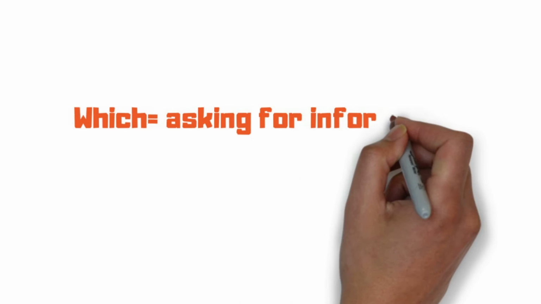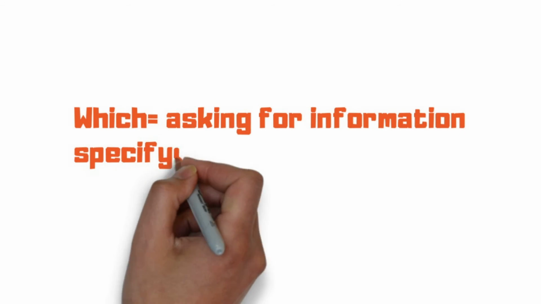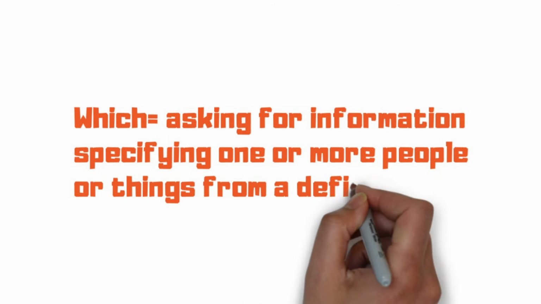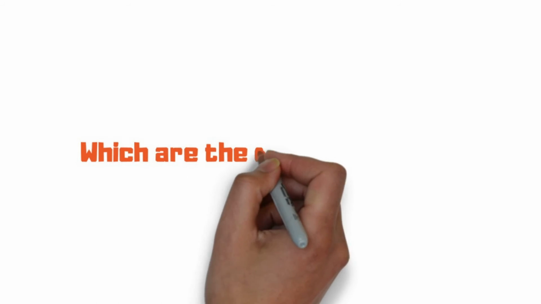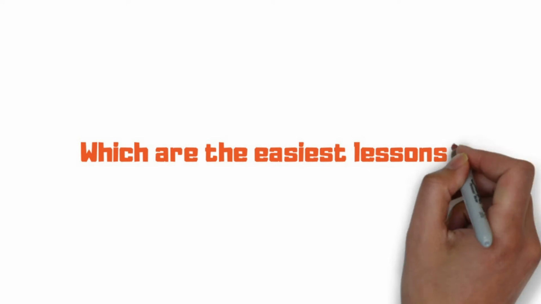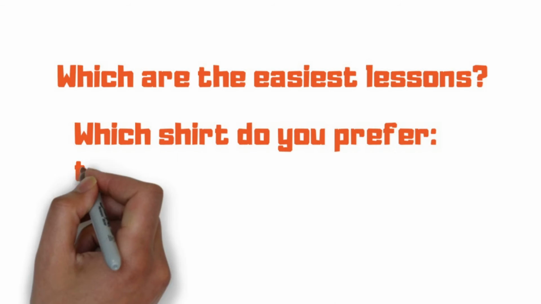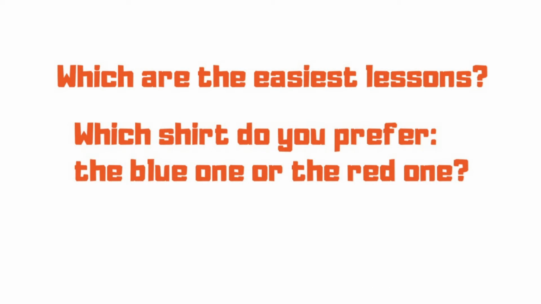Which? Asking for information, specifying one or more people or things from a defined set. For example, which are these easiest lessons? Which shirt do you prefer, the blue one or the red one?